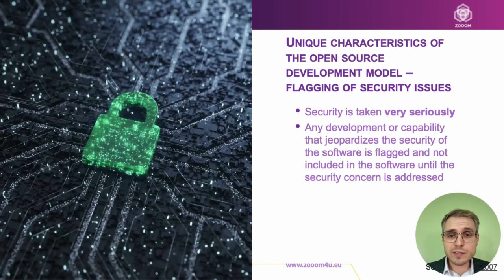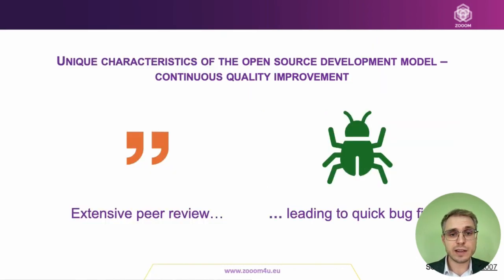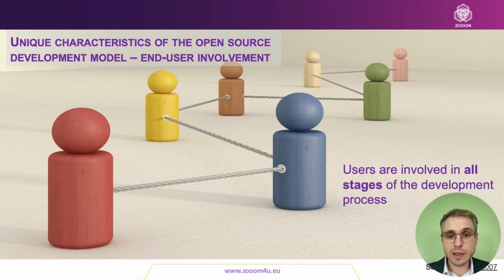Importantly, the flagging of security issues is a paramount advantage of the open source development model. Security is taken very seriously within the open source communities, and any development or capability that jeopardizes the security of the software is flagged and not included in the software until the security concern at stake has been addressed. So extensive peer review essentially leads to quick bug fixes, and then this runs cyclically over time.